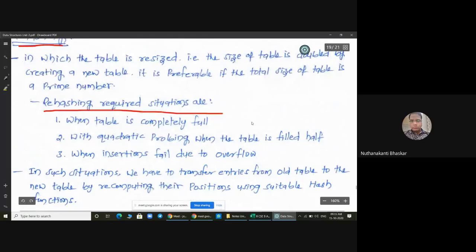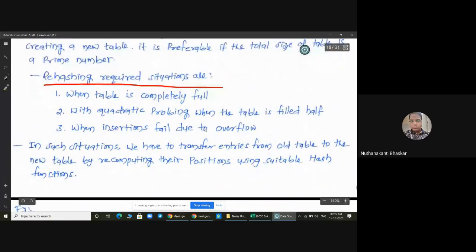Yes, if we are using the division method and the table is full, there is no chance to insert the element. That's why you have to apply a rehashing mechanism. Then how to apply, I will tell you. First of all, when you have to apply, we are going to remember.